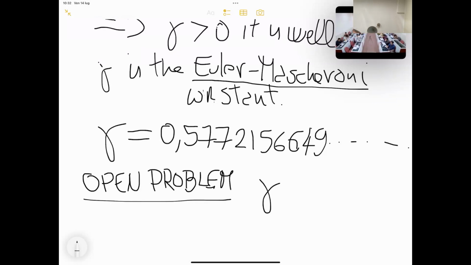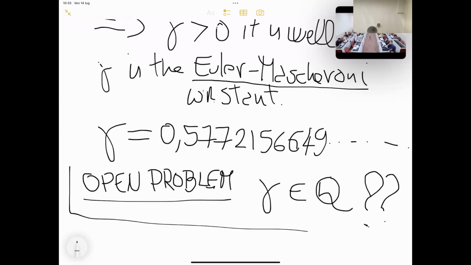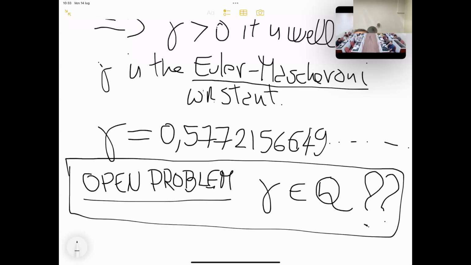And one open problem is the following: is gamma a rational number? This is not known. We don't know whether this number is rational. The guess is that gamma is not a rational number, but no one has been able to prove it so far. So you see, it's a simple problem to state, relatively simple, but still unknown.